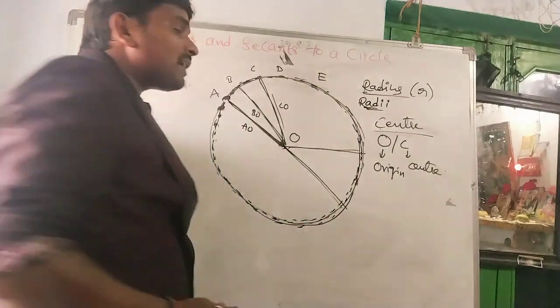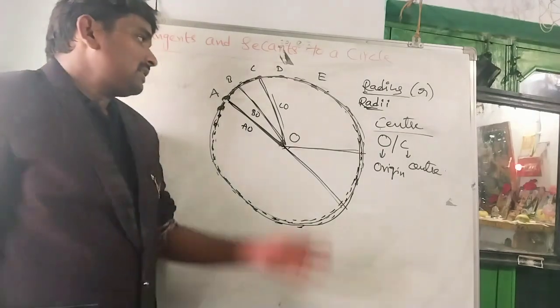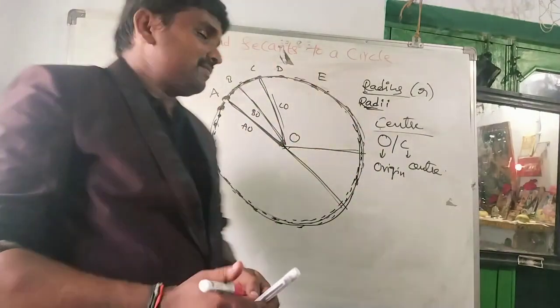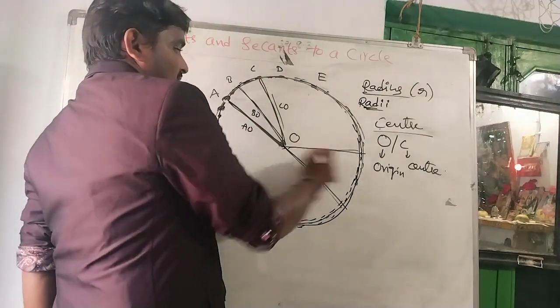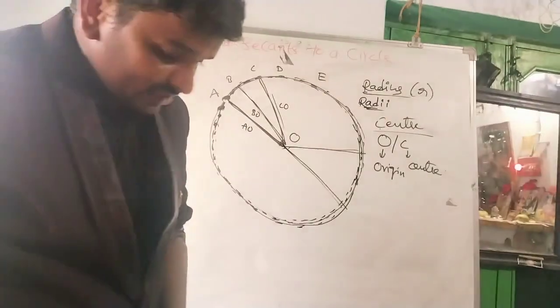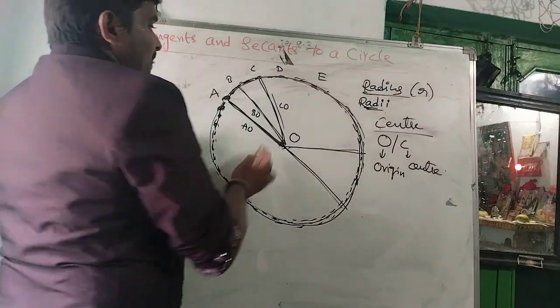How many radii can we draw in a circle? Yes, we can draw an infinite number of radii in a circle. So 1, 2, 3, 4, 5. So this is about the radius of a circle. And the radius part is over.